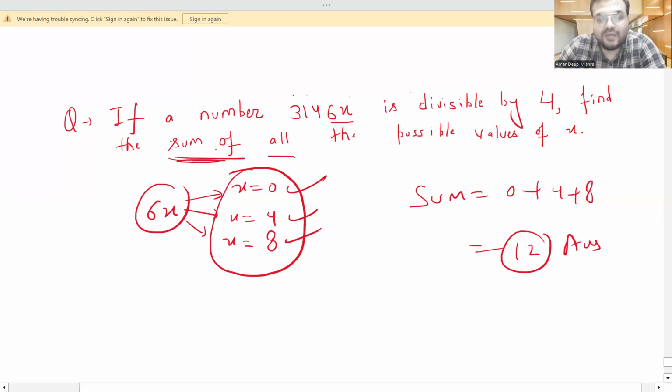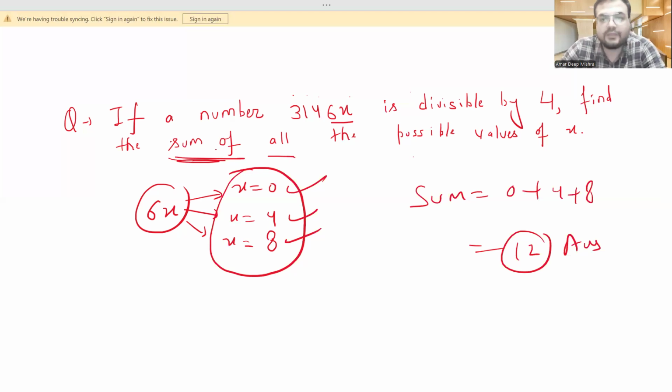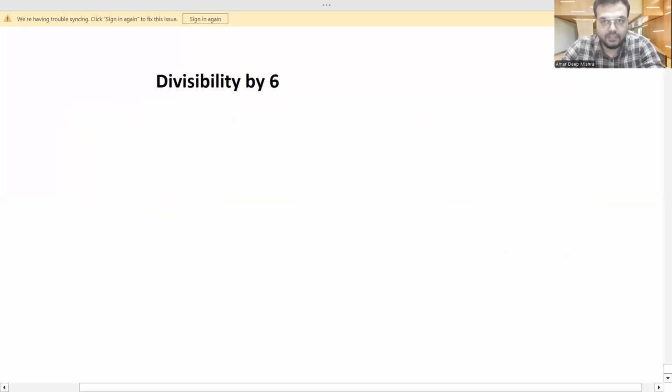So these sort of questions you can come across during your aptitude rounds. Okay, so please be aware of such questions. I hope this is clear to you. Now we will move towards the divisibility rule by 6. So guys, for divisibility by 6, we don't have any separate rule.